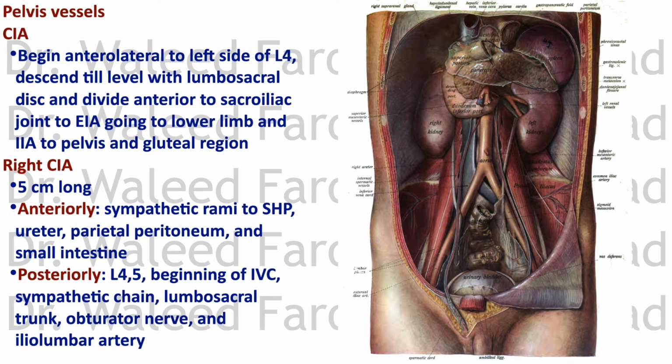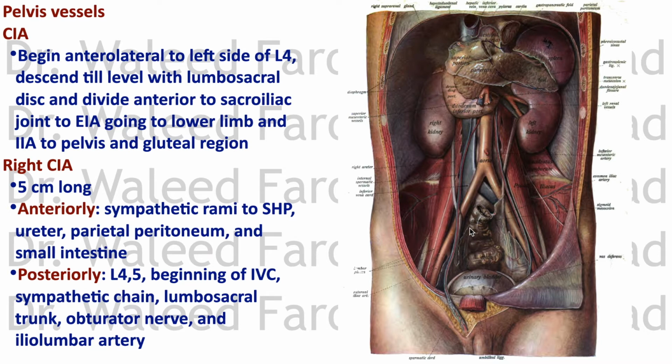The internal iliac artery is distributed to the pelvis and the gluteal region, and the external iliac artery is distributed to the lower limb. Now, the right common iliac artery is around 5 centimeters long. Anteriorly, it has the ureter, the peritoneum, the small intestine, and the sympathetic branches to the superior hypogastric plexus. All these cross the right common iliac artery.